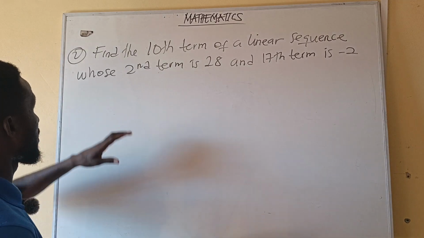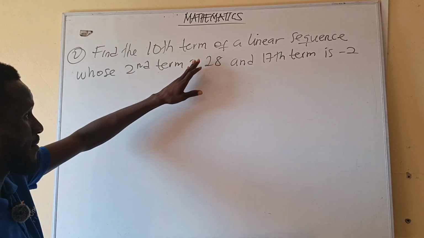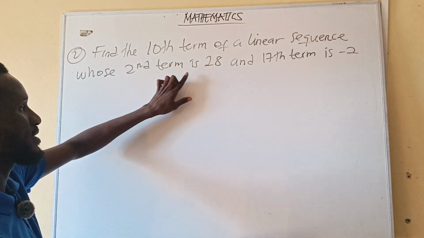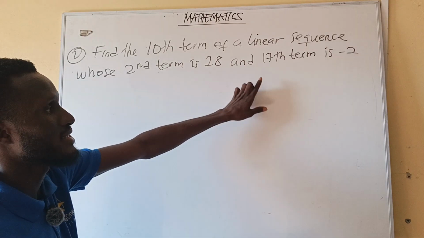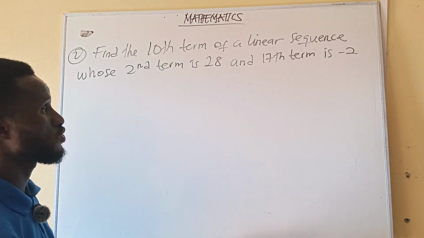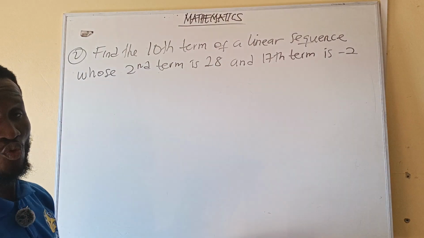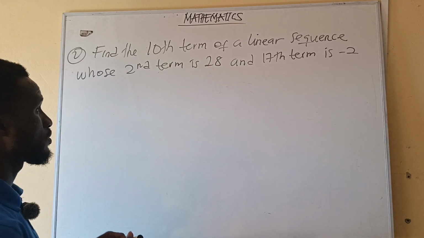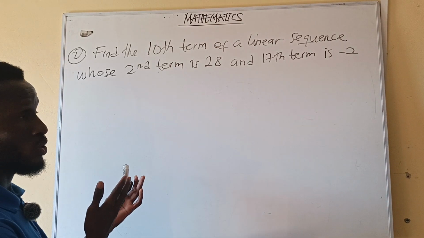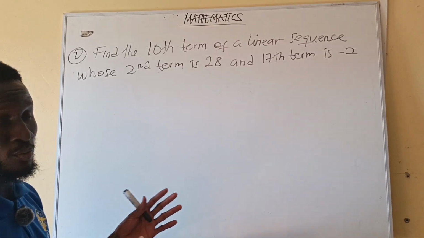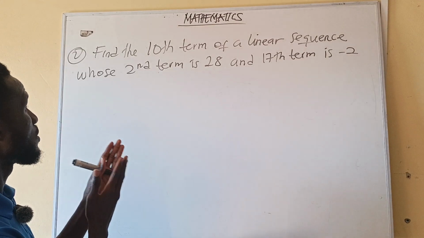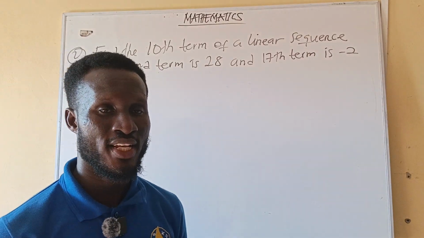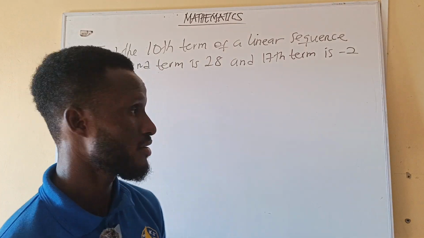Now, we have to find the 10th term of a linear sequence whose second term is 28 and 17th term is -2. The second term is 28 and the 17th term is -2. This also leads to simultaneous equations related to arithmetic progression, so as I am solving it, make sure you pay attention carefully.